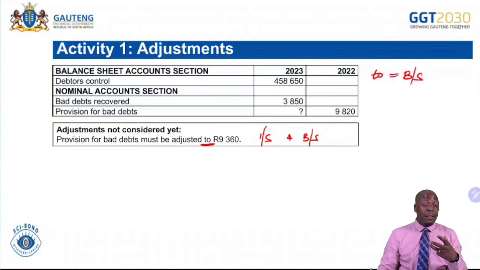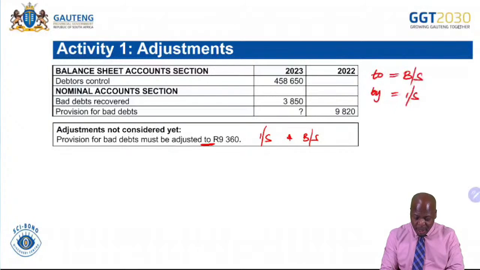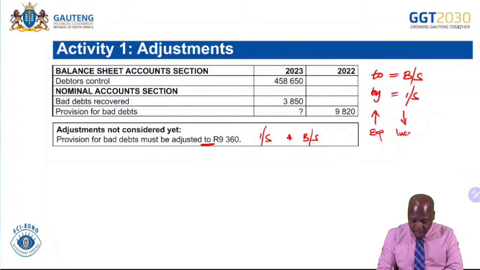But you will find this adjustment coming in a different way, whereby they will say provision for bad debts must be adjusted by. So once you get the by, it goes to your income statement. Let's see if we can get the by, because in this case, we're going to do the income statement first. To get the by, you are either going to get an increase or a decrease, whereby if you get an increase, this will be an expense. But if you get a decrease, this will be income. But for you to get either the increase or the decrease, you must do a comparison between last year and this year.